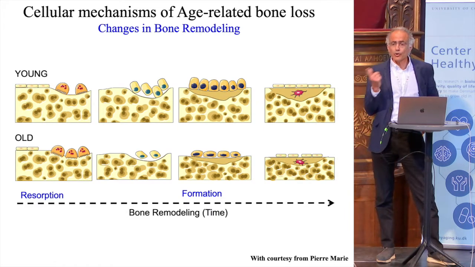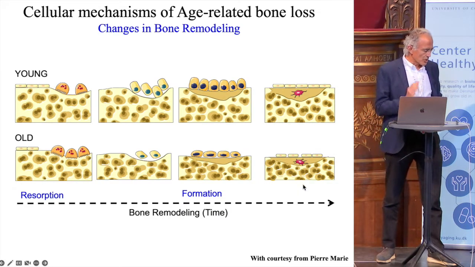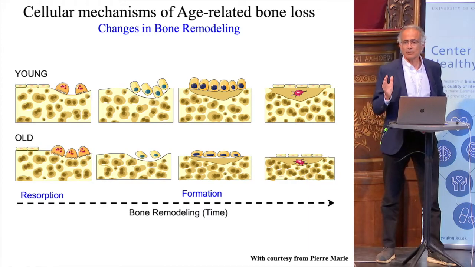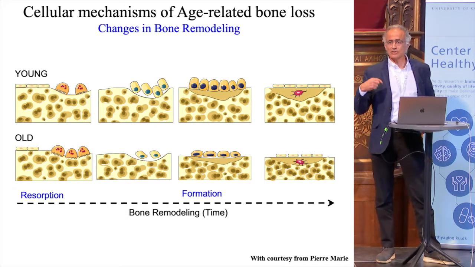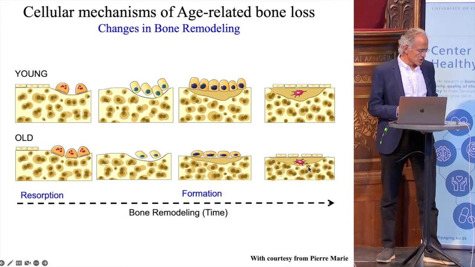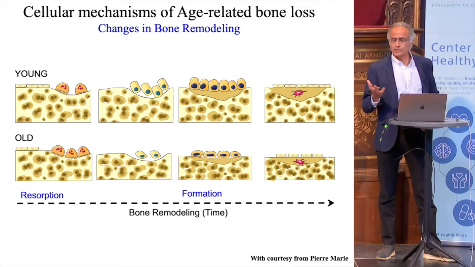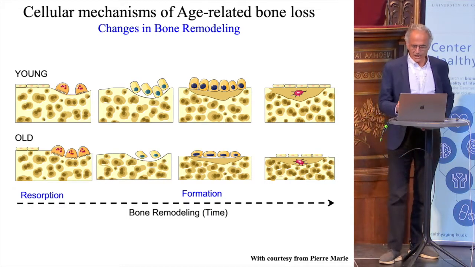When we compare bone formation dynamics between young and old, we observe that one of the major pathophysiological mechanisms underlying age-related bone loss and osteoporosis-related bone loss is impaired bone formation. The bone-forming cells in our skeleton lose this capacity to form bone as we age.